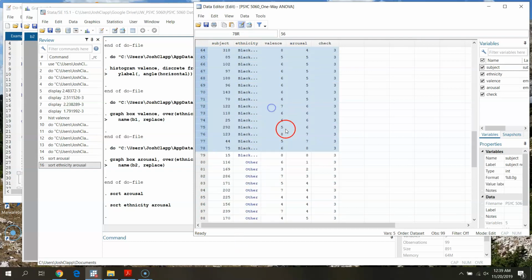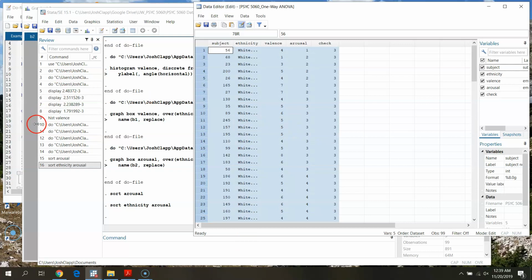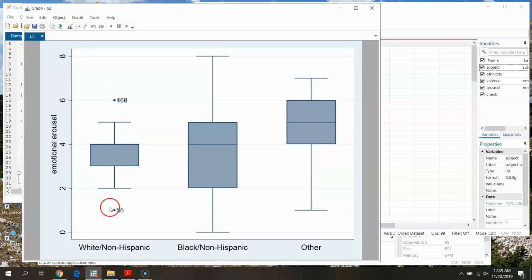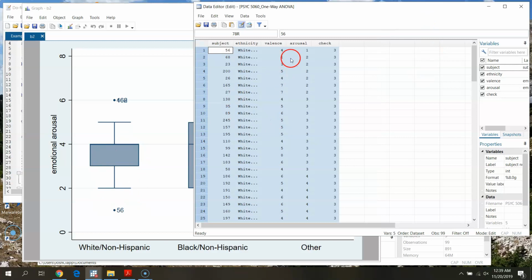Same thing as we go down here. We're interested here in our white non-Hispanic group. Looking at arousal, we see this is our one number, case number 56, which has an arousal rating of 1 down here. So we'd want to make a note of that.